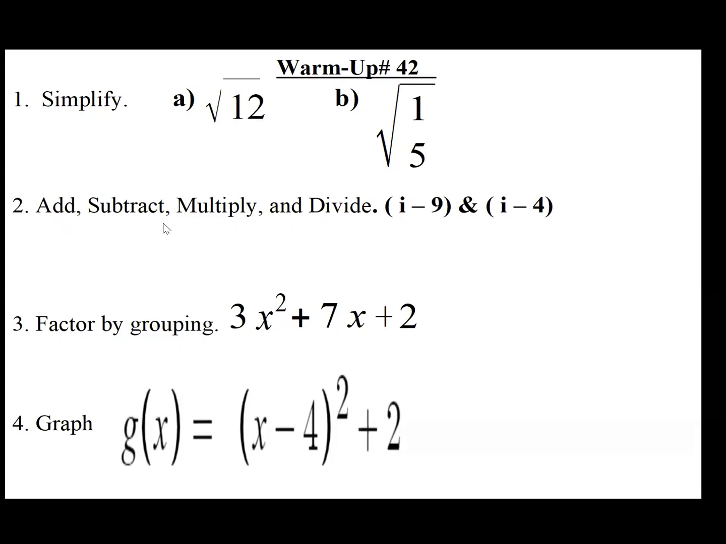Number 2, it says add, subtract, multiply, and divide. They give us two binomials, i minus 9 and i minus 4. Problem number 3 says factor by grouping, and they give us a polynomial, 3x squared plus 7x plus 2. And number 4 says graph g of x equals (x minus 4) squared plus 2. Let's see how you do with those. We already did some in our previous session, and hopefully you should be able to do all of them by yourself. Copy that and go.